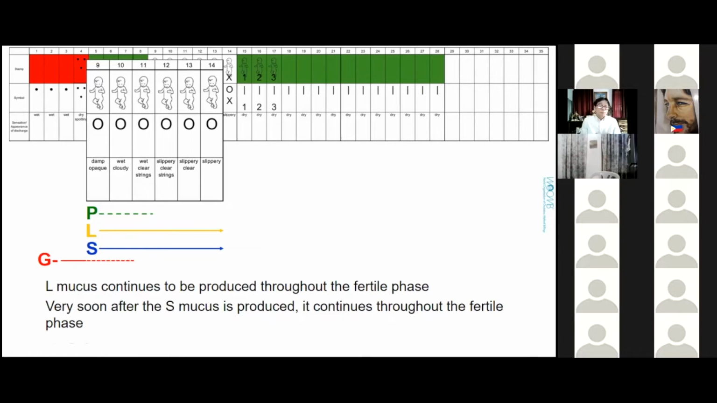Very soon after, the slippery mucus is produced, it continues throughout the fertile phase, no? So slippery mucus also appears, no? The slippery mucus starts to appear on day 9 and it continues throughout the fertile phase. Why? Because the slippery mucus is the one that will nourish the sperm. That is why the slippery mucus must always be available from the beginning and throughout the fertile phase, throughout the changing pattern of discharge, similar to the L mucus.